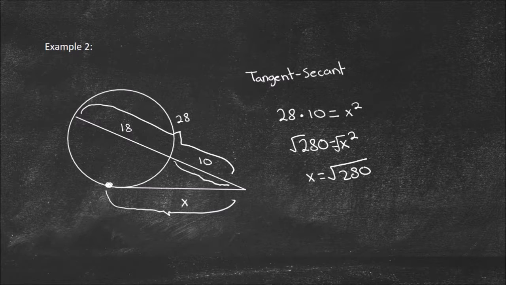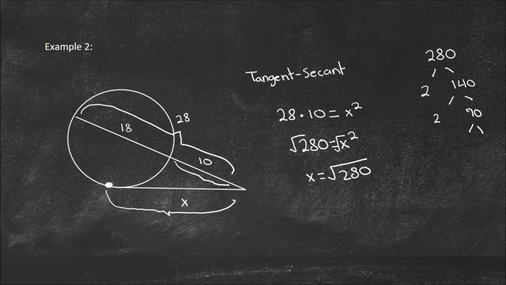And just for practice, let's simplify that. So remember, we take factor trees to simplify our square roots. So what can go into 280? Well, let's do the easiest one, which is 2 and 140. What can go into 140? Easiest one again, 2 and 70. What can go into 70? Well, 35 and 2. What can go into 35? 7 and 5. And I think that's it.